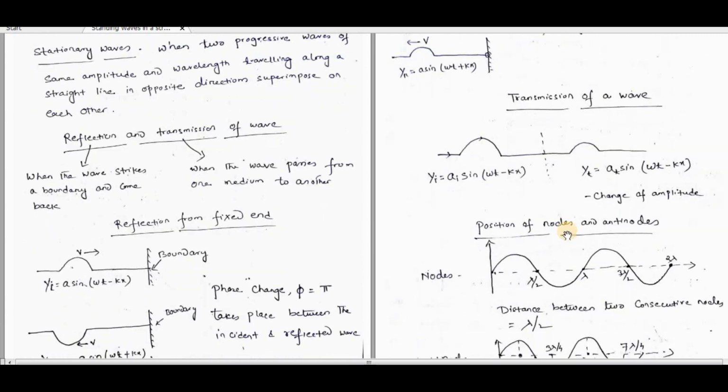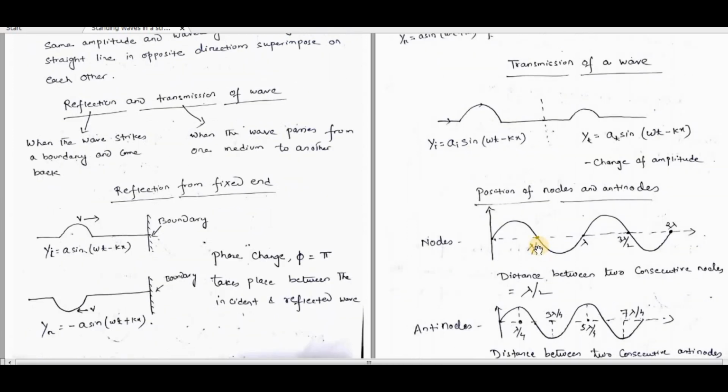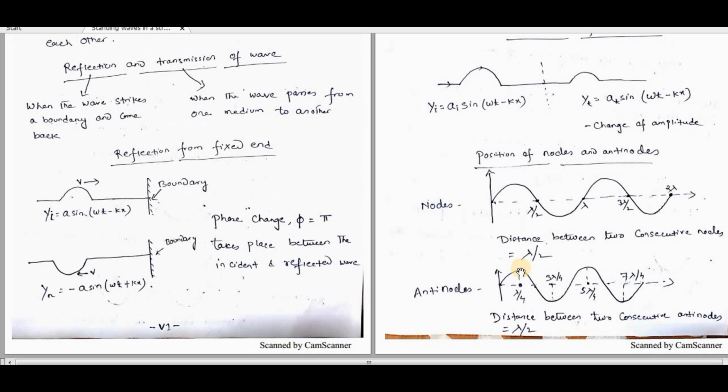So these are the positions of the nodes and antinodes in the case of a standing wave. These are the positions of the nodes, you can see, and the distance between two consecutive nodes is lambda by 2. That means from this node to this node, if you subtract lambda minus lambda by 2, you get lambda by 2. Similarly, these are the positions of the antinodes. This top position, they are the positions of the antinodes, crest or trough. So the distance between two consecutive antinodes is also equal to lambda by 2.